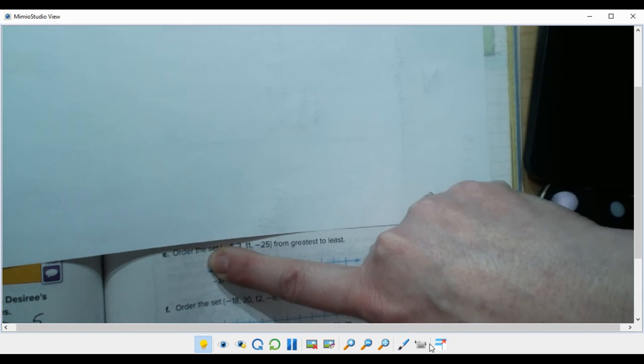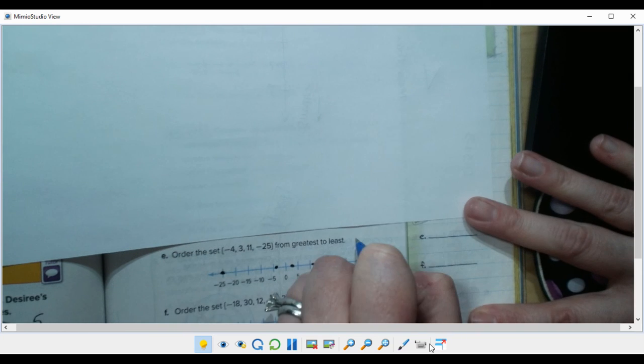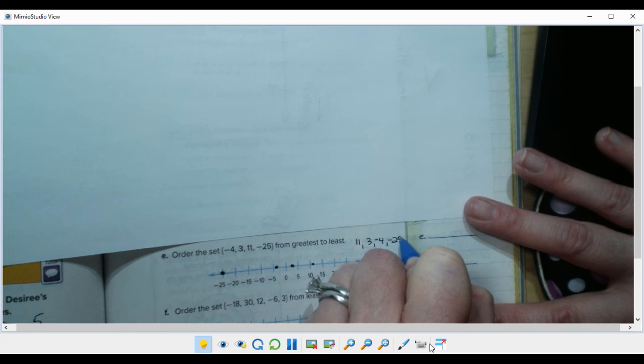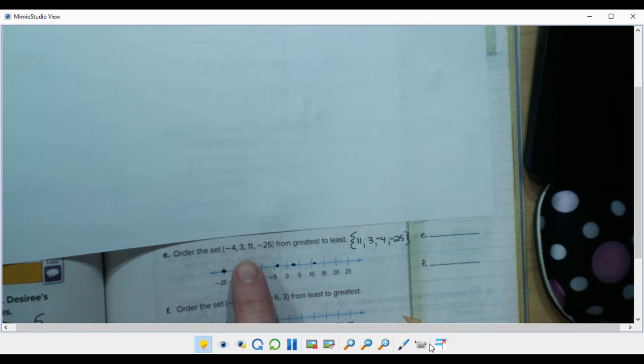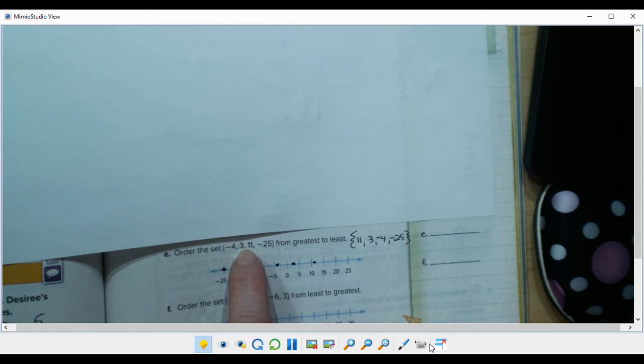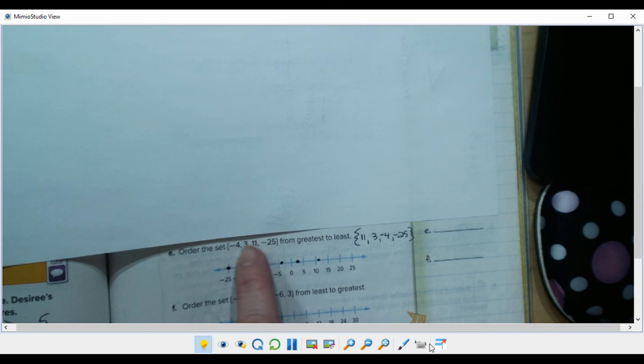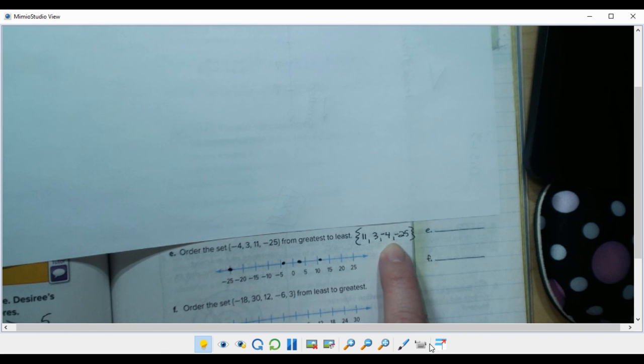Now, greatest to least, I'm going to start at the right and list them going down. So it would be 11, 3, -4, -25 from greatest to least. If you didn't have a number line or you don't like using the number line, take your positive numbers first. Out of 3 and 11, which one's bigger? 11. So that goes first and then the 3. Then talk about -4 and -25. Out of those, which one is bigger? Which temperature would be warmer? Well, -4 is warmer than -25, so that would be your order.